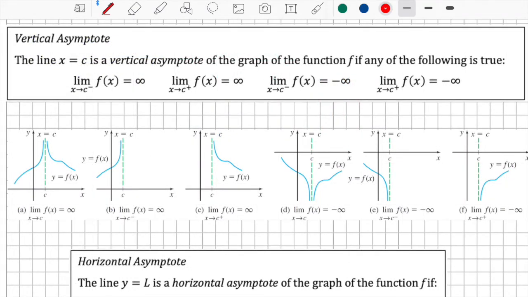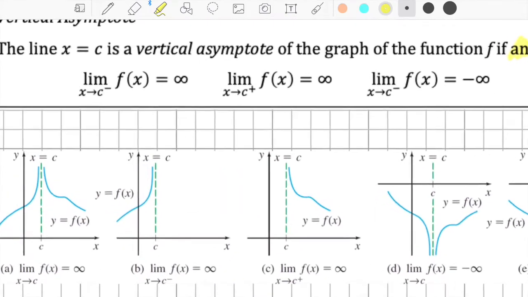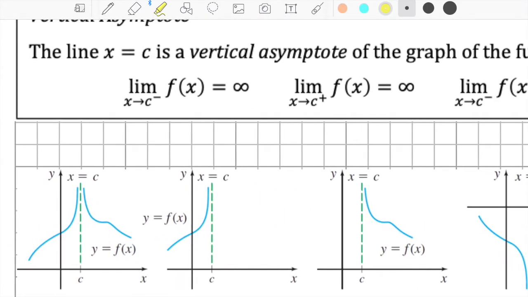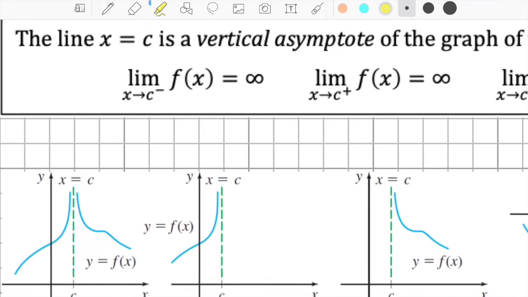Now let's talk about asymptotes. First, a vertical asymptote. The line x equals c is a vertical asymptote of the graph of the function if any of the following is true. Again, if any of the following is true. So how do we know if it's a vertical asymptote? Well, this is how you know.